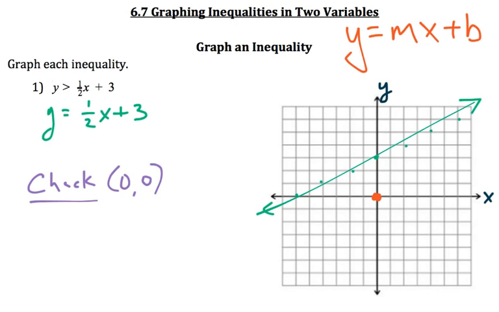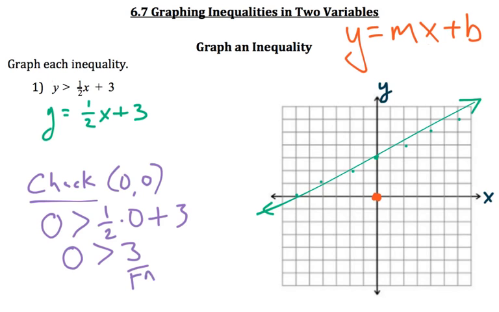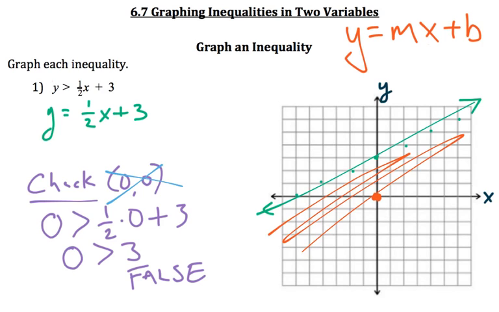So in the original inequality, I'm going to say, well, 0 is greater than 1/2 times 0 plus 3, which means that 0 is greater than 3. Since this is false, this means that 0, 0 is not a solution. So when I go in and I try to shade in a region, I cannot shade in here because we just found out that 0, 0 is not an answer.